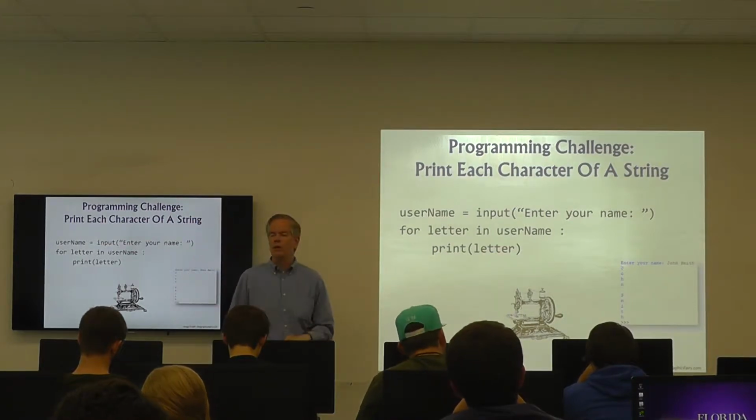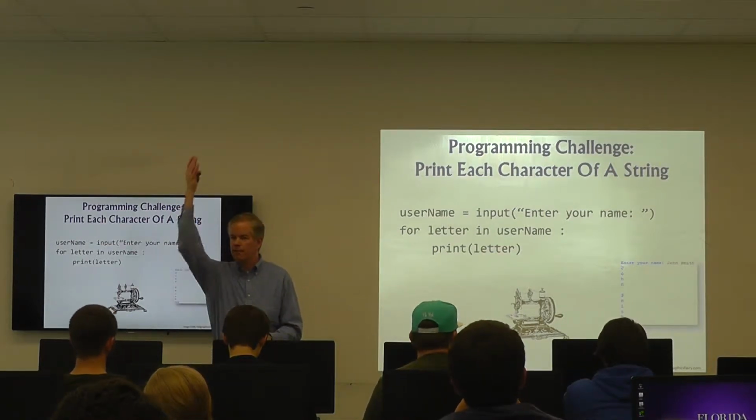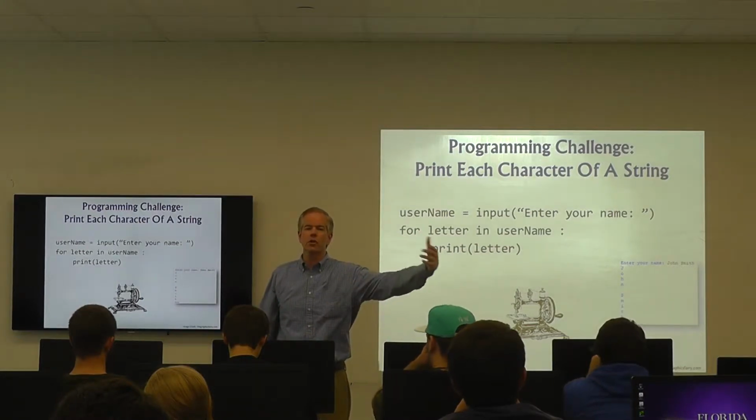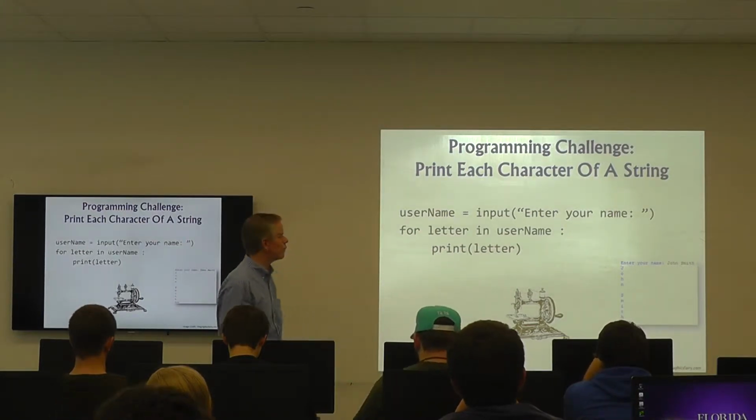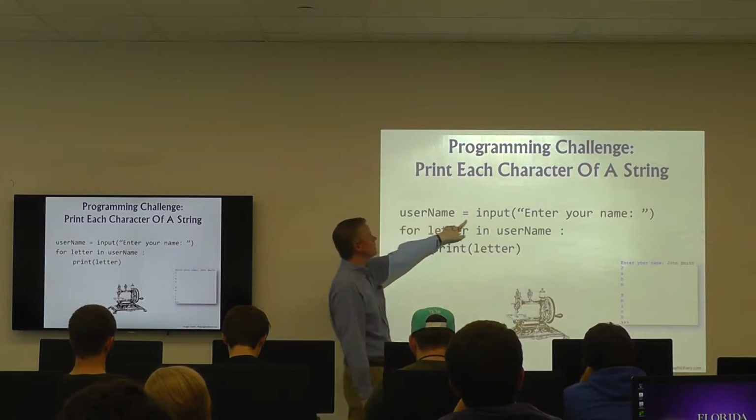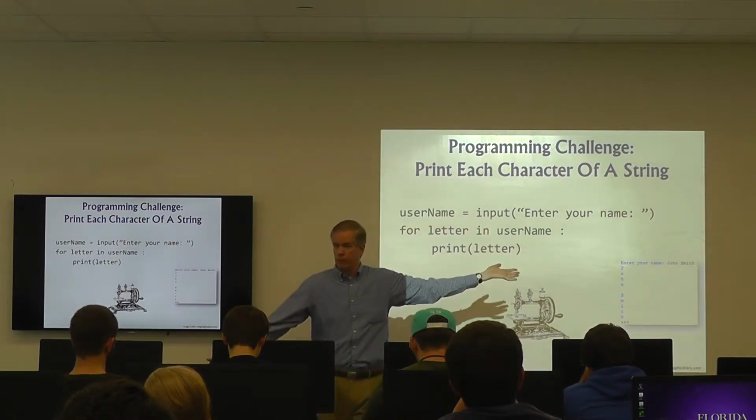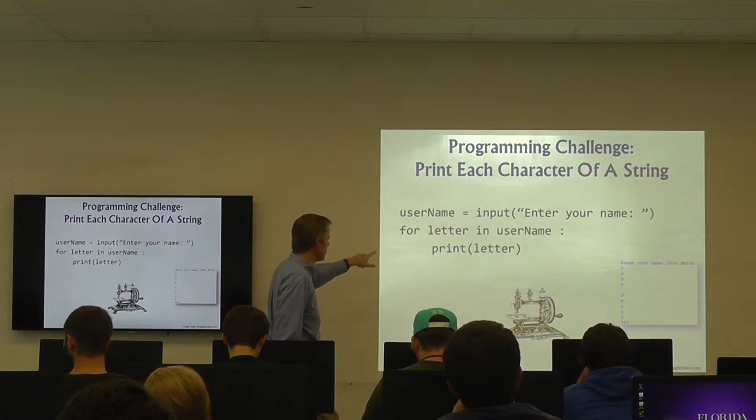Now we just did this one, where we're going to print out somebody's name vertically, right? And we did it using a while loop. Well, let's try doing it using a for loop. What would this look like? So username equals input, enter your name. That's pretty familiar ground. We're comfortable with that.